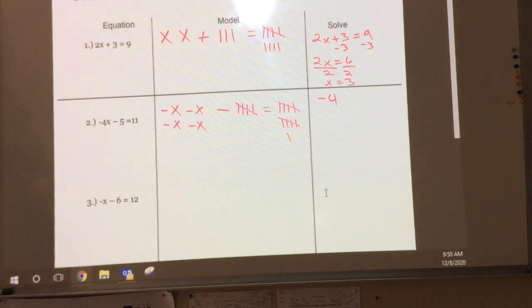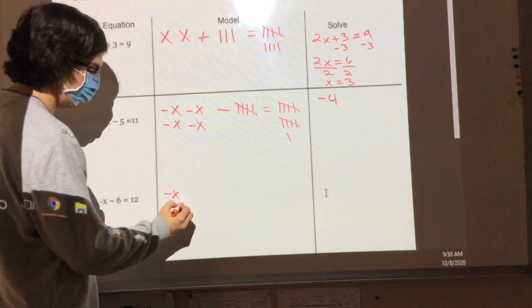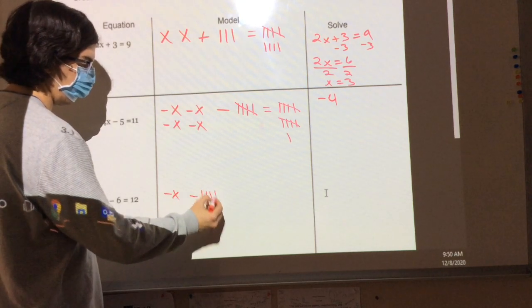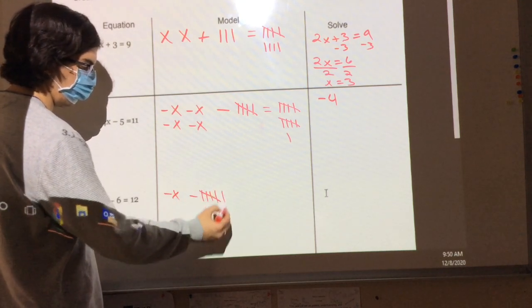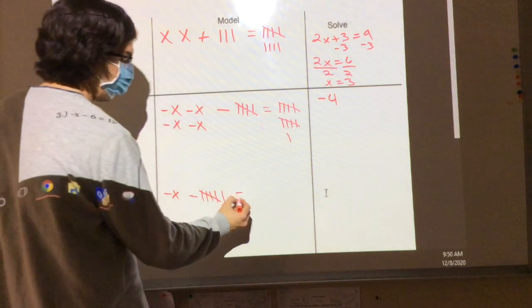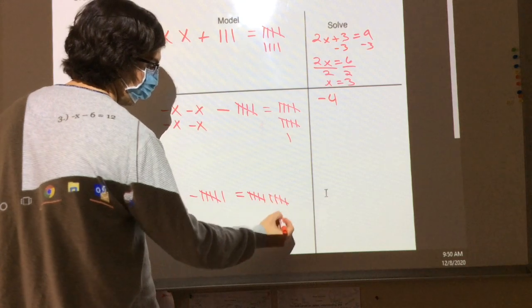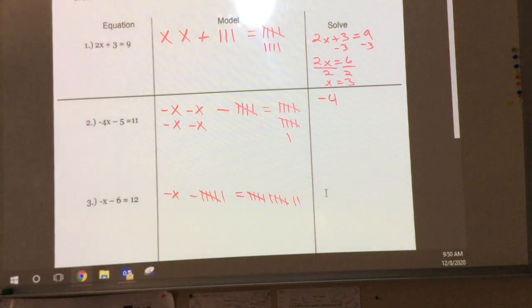All right, does anybody want to tell me what this should look like? Negative x minus 1, 2, 3, 4 across, and then one more equals 5, and then another 5, and then two more. Do we agree? All right, can anybody solve that one for me as well?